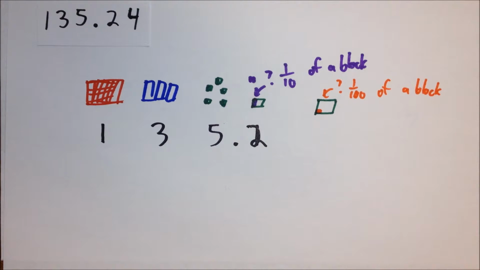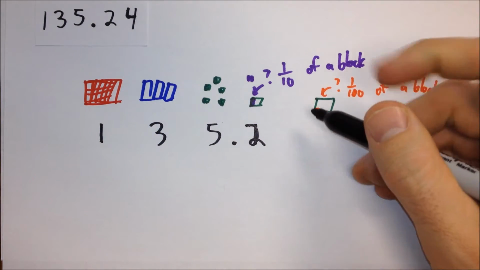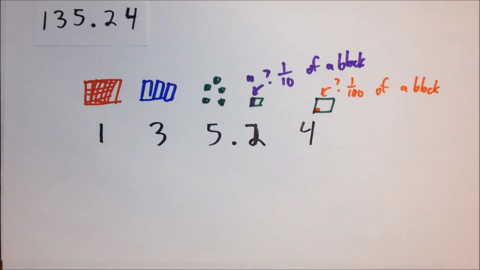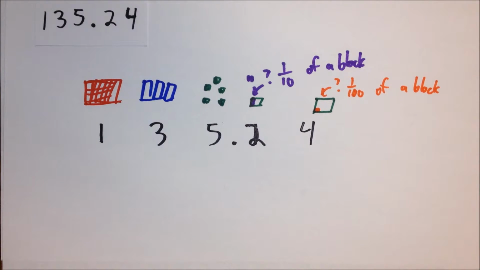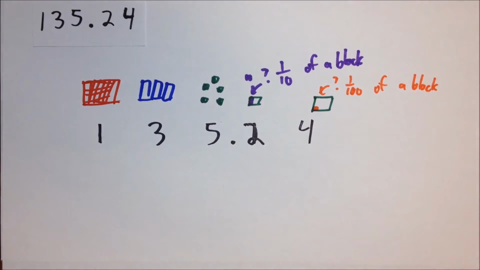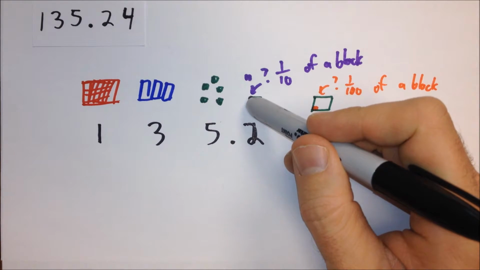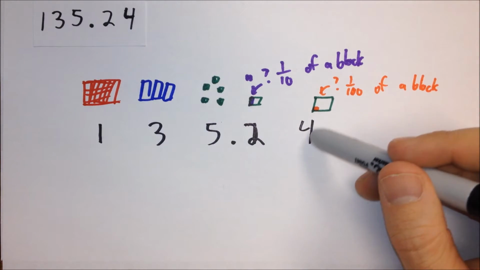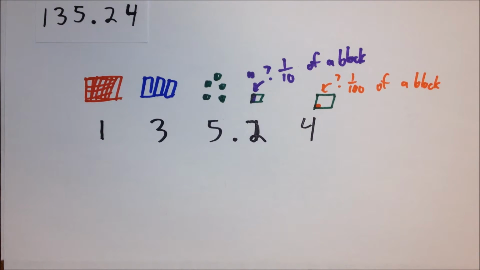And notice that in this number, we're saying we have 2 of these 10 strips and 4 of these little 100 strips. And so what does our number 135.24 mean? It means we have 1 of these 100 blocks, 3 of these 10 blocks, 5 of these 1 blocks, 2 little strips that are each 1/10 the size of a block, and 4 of these tiny little corners that are each 1/100th of a block. And so you put them all together, and that gives you the number that we're trying to represent.